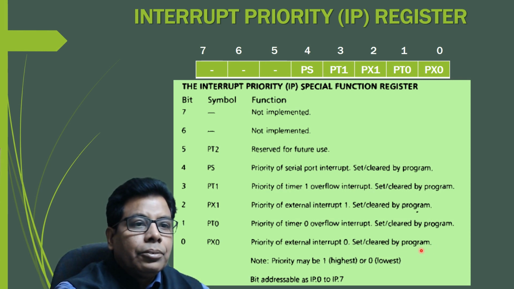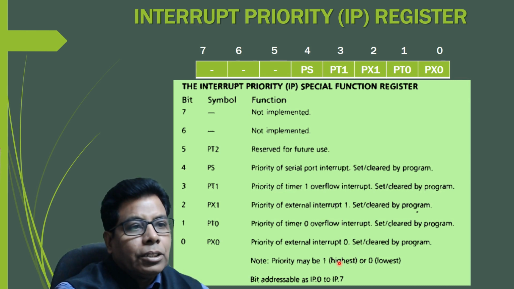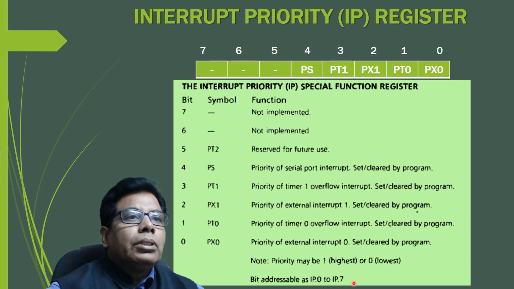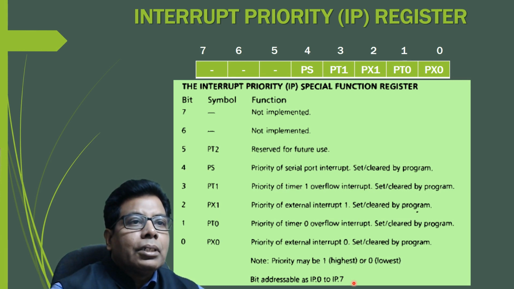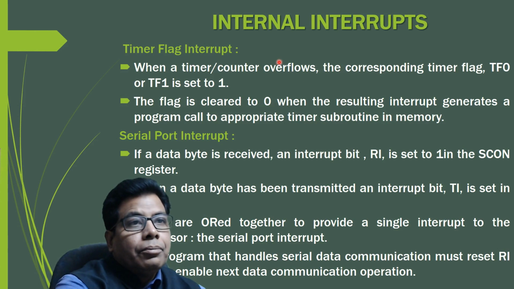If you set it to 1, it will have the highest priority. If you make it 0, it will have the lowest priority. Again these bits are also bit addressable, IP.0 to IP.7. So these 2 registers, IE and IP, are very important for the interrupts. Then next we'll see the different types of interrupts.